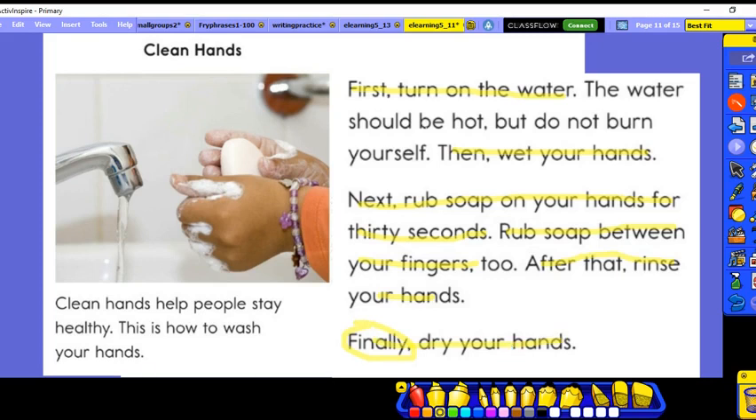So let's see if we can remember those things. Okay, so first you turn on the water, then you wet your hands. Next, you rub soap on your hands. Then you rub soap between your fingers. After that, rinse your hands, and finally dry your hands.